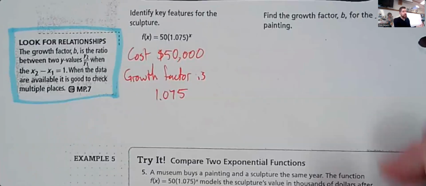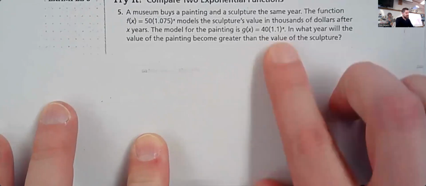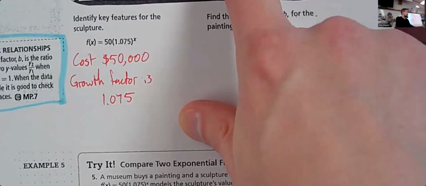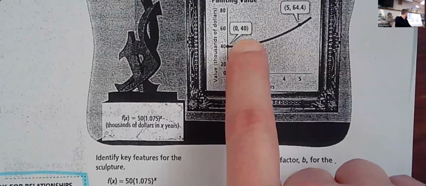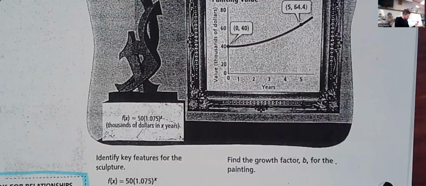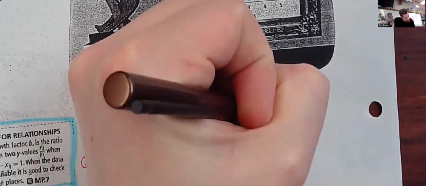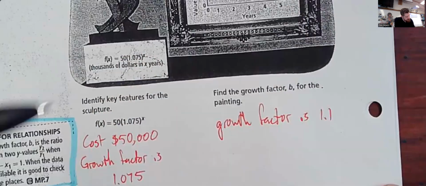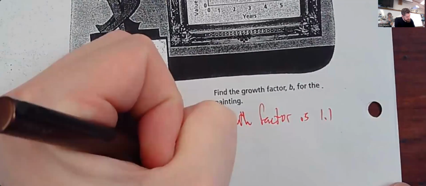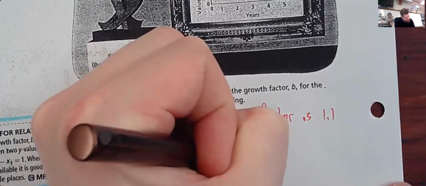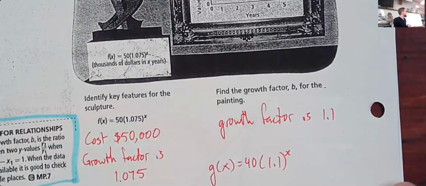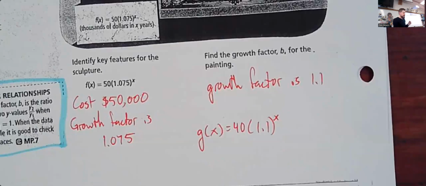Yeah, the growth factor is 1.1, and I think Maverick saw that from the function down here. And they purchased it, we know they purchased it for $40,000. We know that for sure because of the y-intercept here. But there's some information that should have been there that wasn't, which is irritating. But the growth factor is 1.1. So we should have, let's call this g of x is equal to 40 times 1.1 to the x power. All right. So we'll call that good for today.